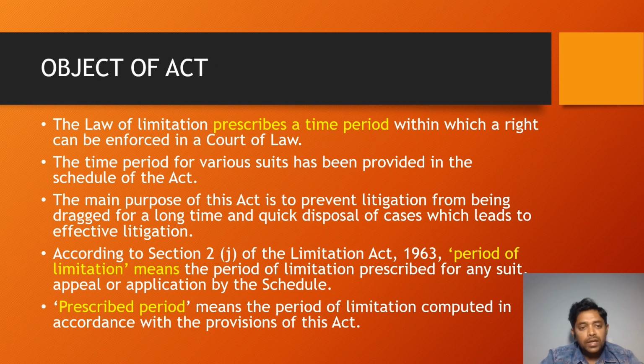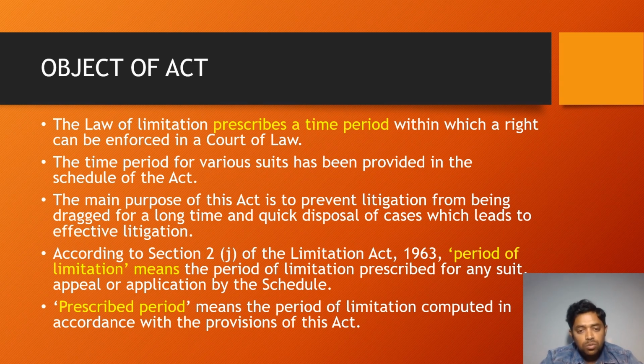The object of the Act. The law of limitation prescribes a time period within which a right can be enforced in a court of law. The time period for various suits has been provided in the schedule of the Act. The main purpose of this Act is to prevent litigation from being dragged on for a long time and to ensure quick disposal of cases, which leads to effective litigation.